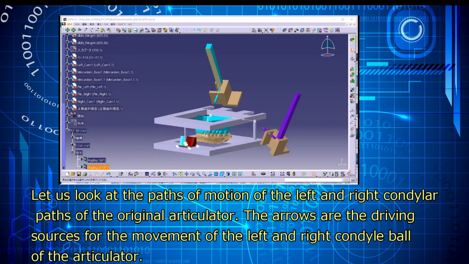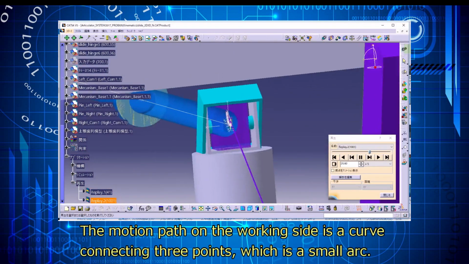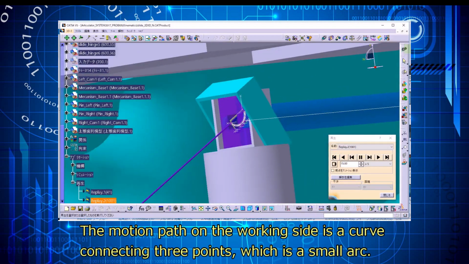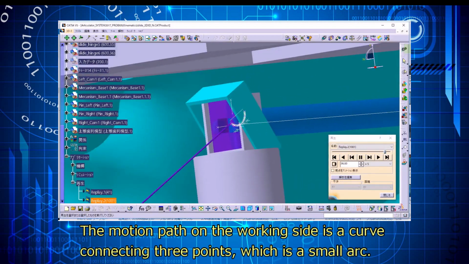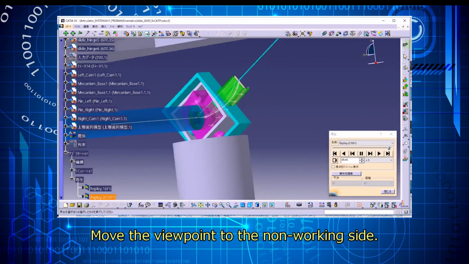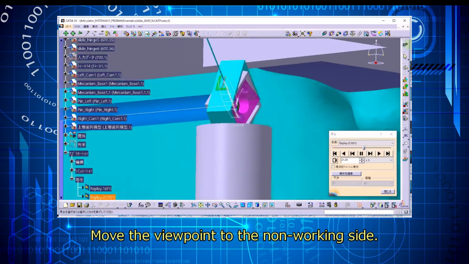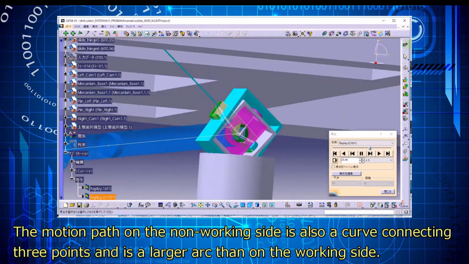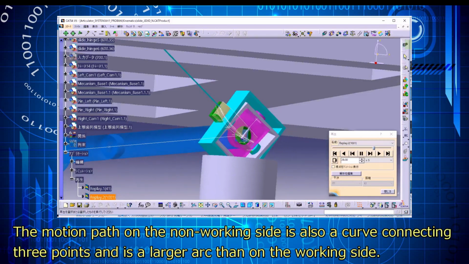Let us look at the paths of motion of the left and right condylar paths of the original articulator. The arrows are the driving sources for the movement of the left and right condyle ball of the articulator. The motion path on the working side is a curve connecting 3 points, which is a small arc. Move the viewpoint to the non-working side. The motion path on the non-working side is also a curve connecting 3 points and is a larger arc than on the working side.